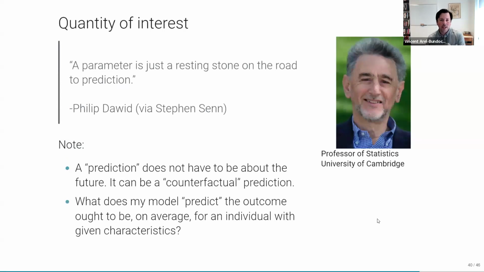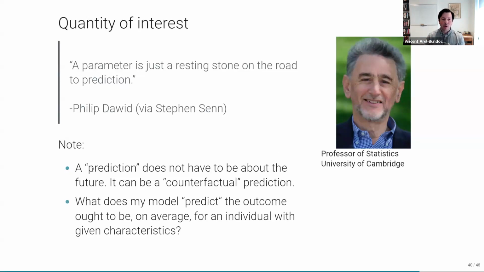All right, so what is our quantity of interest? Well, I really like this quote from Philip David, who's an eminent professor of statistics in the UK, who says that a parameter, or maybe a coefficient from your models, is just a resting stone on the road to prediction, right? We don't necessarily care about the parameters per se. We care about what we do with those parameters. And as we'll see later, a prediction is a function of those parameters, right?